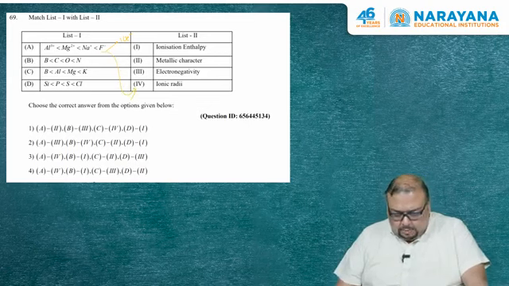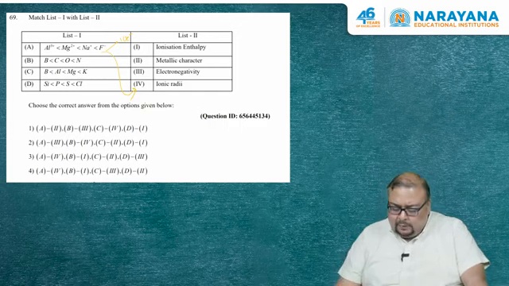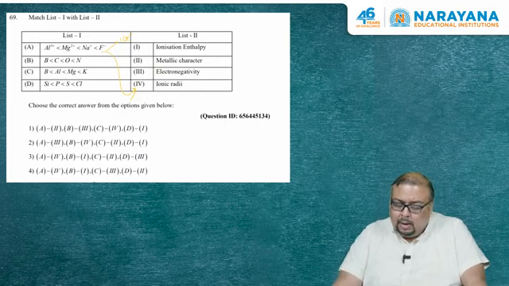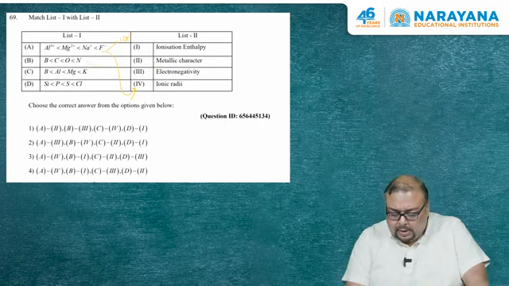And after this, if you're looking at option B, boron, carbon, oxygen, and nitrogen. Now, from left to right, generally the ionization enthalpy will be increasing. But in case of group 15 elements, will have slightly higher ionization energy than group 16 because of stable half-filled configuration. So BCON, this will correspond to ionization enthalpy.